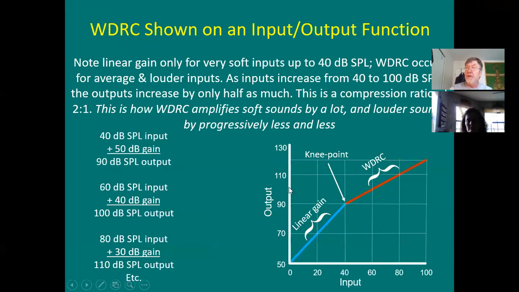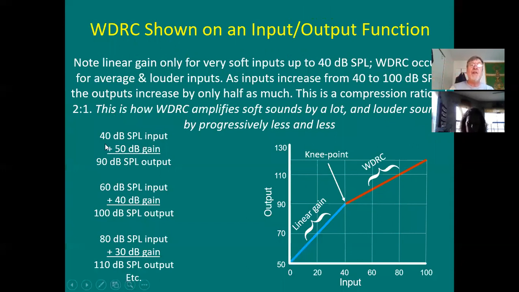100. So how much did my output go up by? 10. My input went up by 20, and my output went up by 10. That's a 20 to 10 ratio, or a 2 to 1 ratio. And this is how, I wrote in italics, this is how WDRC amplifies soft sounds by a lot and louder sounds by progressively less and less.